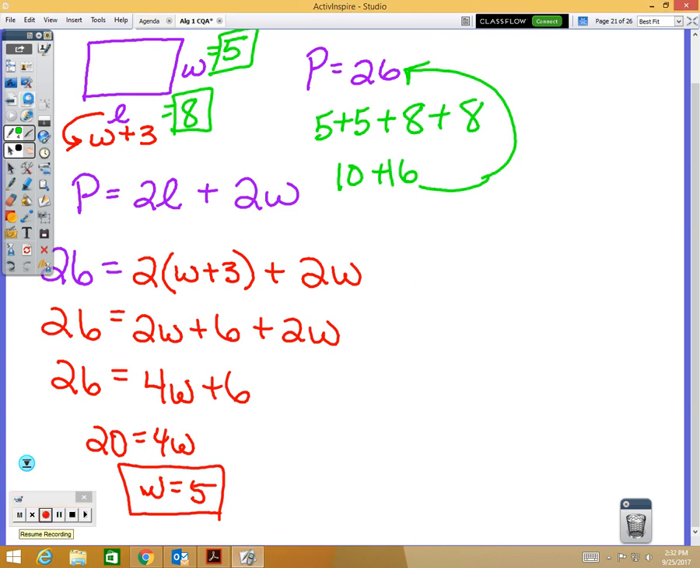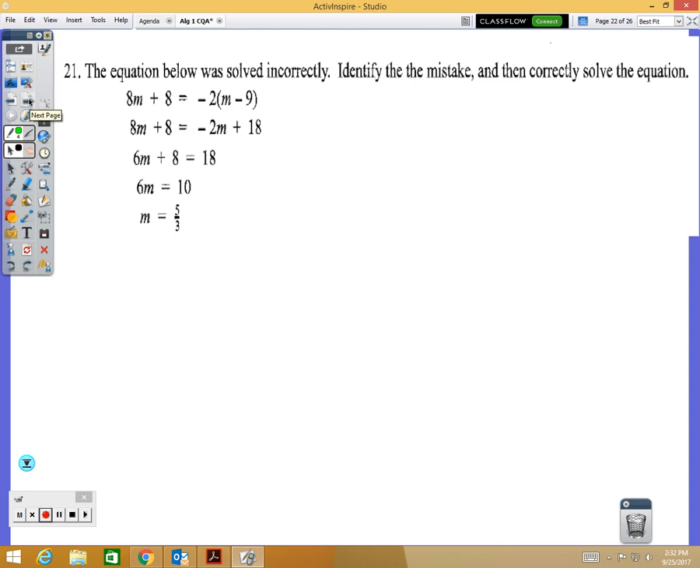Moving on to question number 21. The equation below was solved incorrectly. Identify the mistake and then correctly solve the equation. So, what is the first thing that they did? And this is the problem. What did they do in the first step? They distributed. So did they distribute correctly? Negative 2 times m, yes. Negative 2 times negative 9 is positive 18? Yes. Everything's good in the first step.